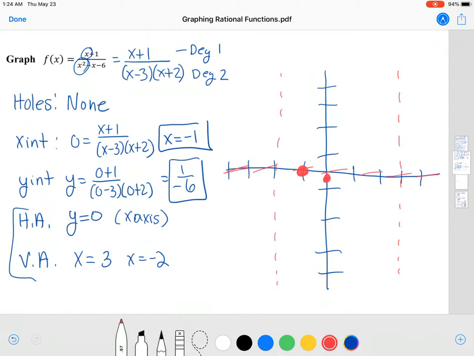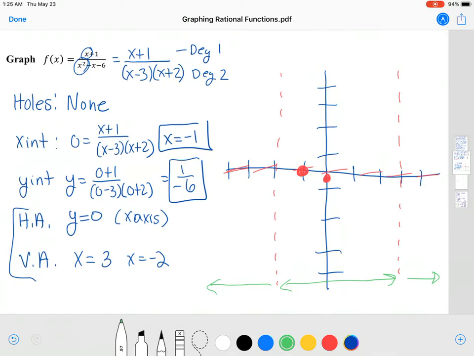When you look at your vertical asymptotes, I want you to notice that it breaks up the graph into 3 chunks. I have this chunk here from -infinity up to -2. Then I have this chunk here that's between -2 and 3, and then this chunk here that is from 3 to infinity. So it breaks up the graph into 3 pieces.